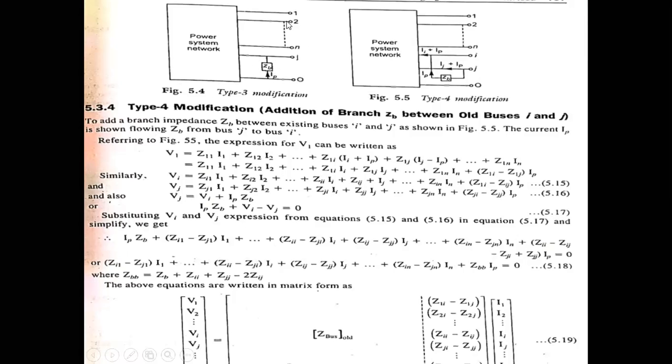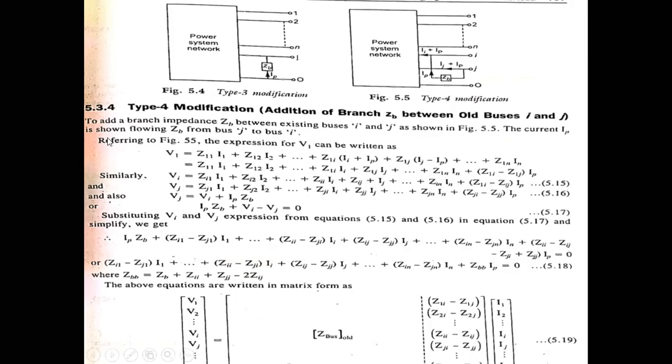Next, coming to the type 4 modification. This is the addition of a branch ZB between the old bus I and J. Therefore, the branch is added in between the old bus and the new bus. That is the type 4 modification.